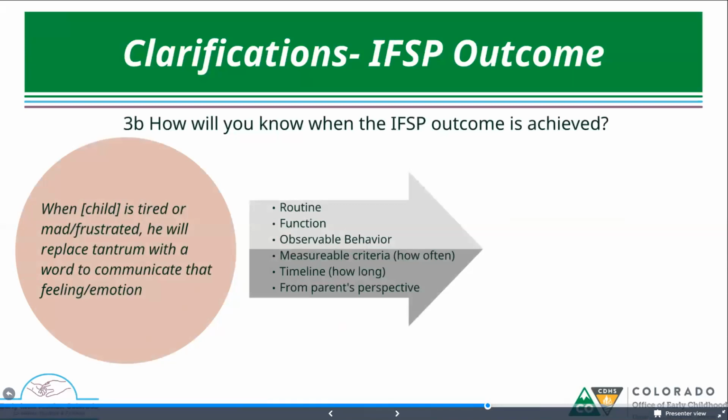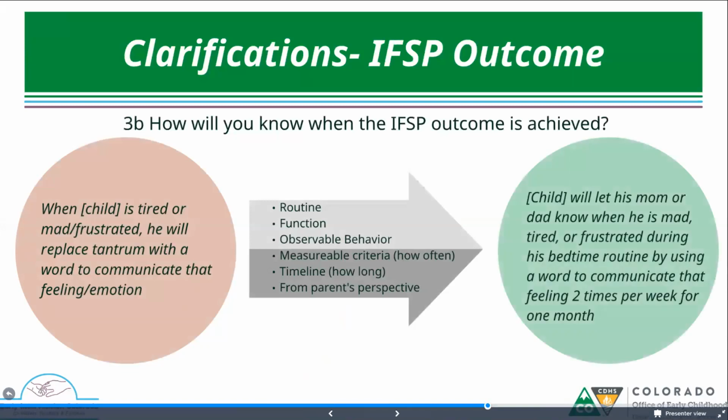Is the behavior observable? Yes, we want to see the child use a word. Is it measurable? And this one is not because it doesn't define how often the family would like to see this. And is a timeline defined? No, because we don't know over what period of time. And then we want to make sure that it's from the parent's perspective, which we would know by connecting it to the family assessment, concerns, priorities, and resources.